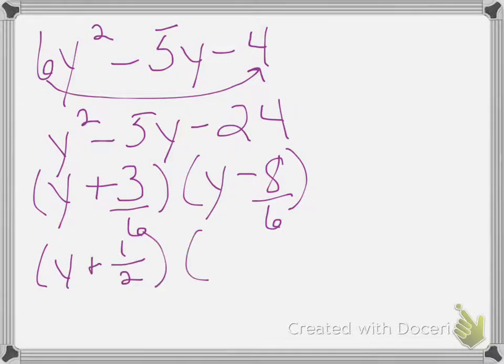And what does 8 over 6 reduce to? 2 over 3. Try again. No. 4 over 3. 4 over 3. There you go. It's going to reduce by 2 to be 4 over 3.